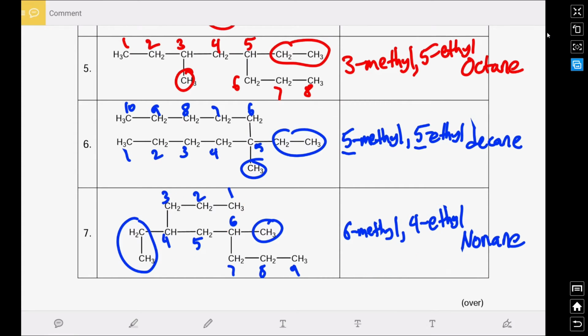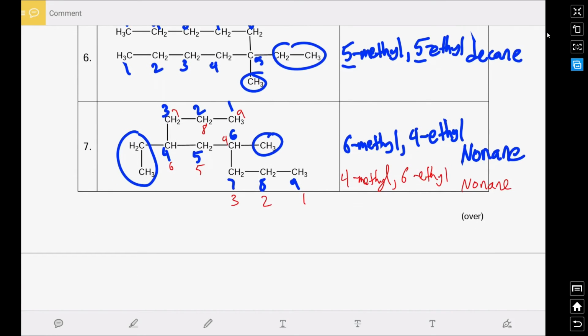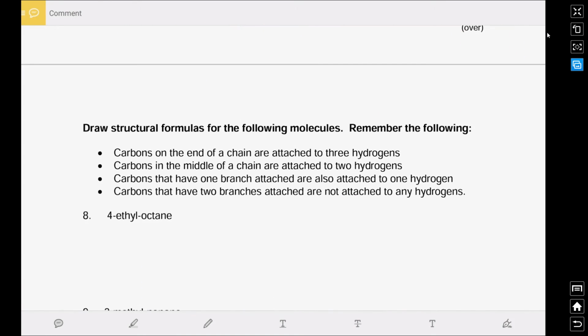Okay. But sometimes, like in the number 6, renumbering it did actually make the numbers smaller, because it went from 6-methyl, 6-ethyl decane to 5-methyl, 5-ethyl decane. Okay. That's just something to keep track of. Again, I don't think there's anything technically wrong with using the larger numbers, but we just like to use smaller numbers. Alright.